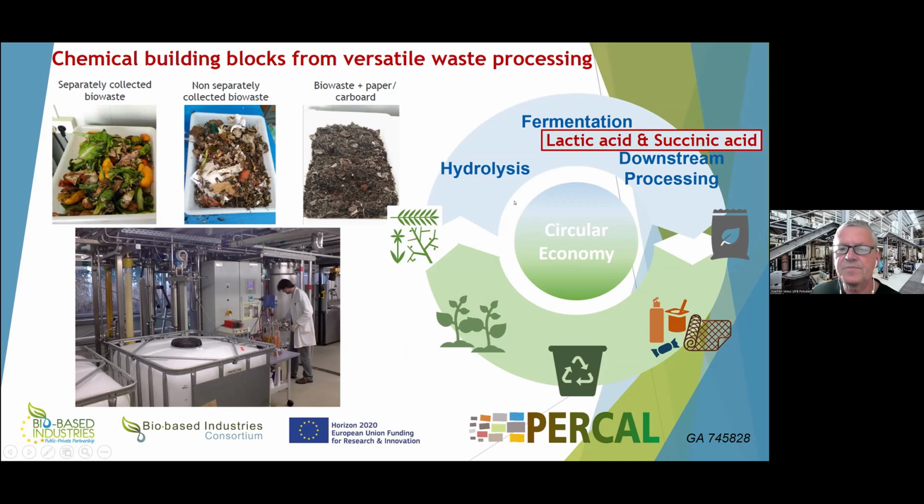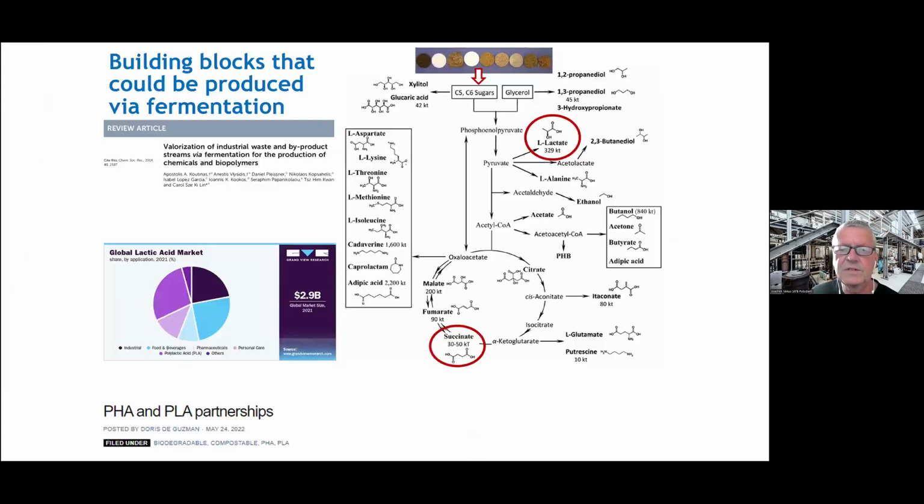So that means we are doing the hydrolysis of those materials, we are running the fermentation, and we do the downstream processing to get the pure chemicals in the end of the process. And two of our main products are lactic acid and succinic acid. So as you might know, lactic acid could be processed into PLA, polylactic acid, and succinic acid into PBS, polybutylene succinate. These are the both polymers we are looking for.